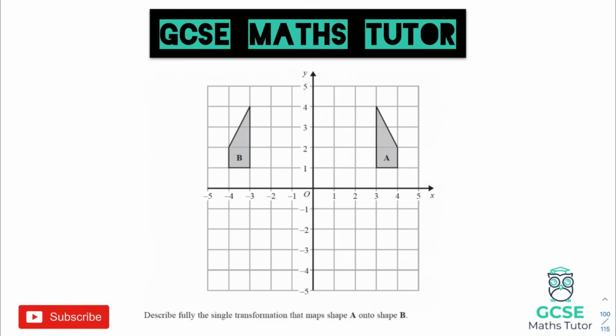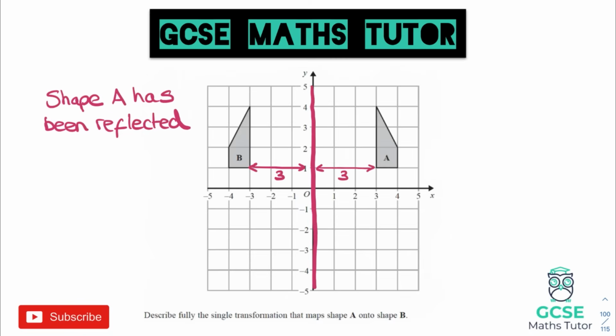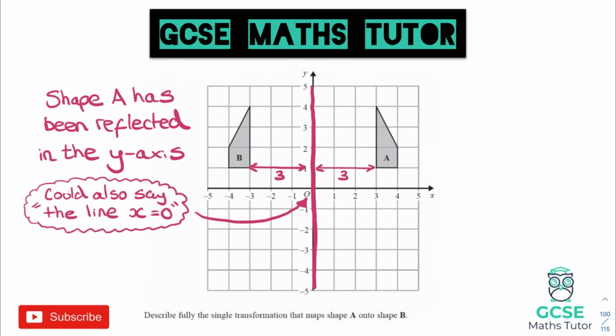With transformations, you need to know how to describe a reflection. So this one here, this is a reflection, and you need to find that reflection line. So make sure you have a look where is in the middle of both shapes, identify that line, and this particular one here is the y-axis, although that can be described as x equals 0, but if it's in the axes, I'd say it's the axes.